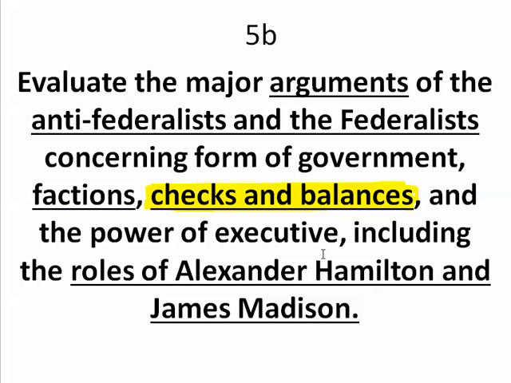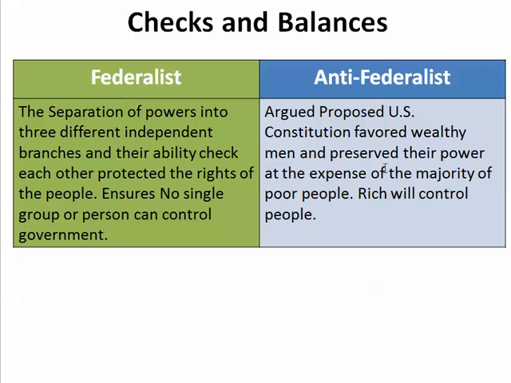Alright, another one is checks and balances. Evaluate the major arguments of the Federalist and the Anti-Federalist concerning the form of government, factions, checks and balances, and the power of the executive. Let's look at checks and balances real quick. The Anti-Federalists argued that the proposed U.S. Constitution favored the wealthy men and preserved their power at the expense of the majority. The rich would control people.